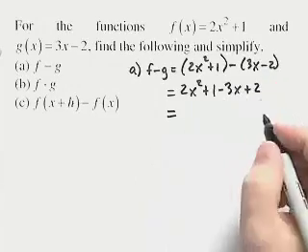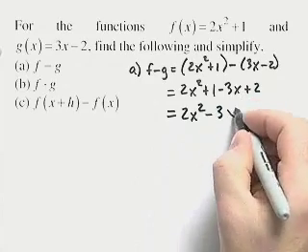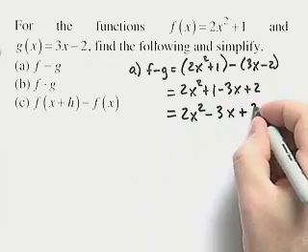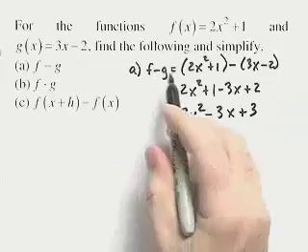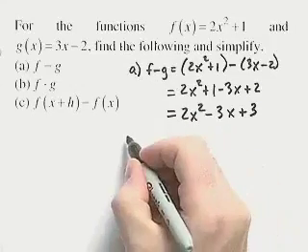And we can simplify by collecting like terms. We'll have 2x² − 3x, and then 1 plus 2 gives us plus 3. So f − g is equal to 2x² − 3x + 3.